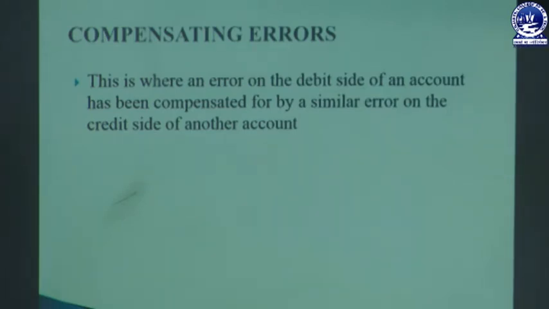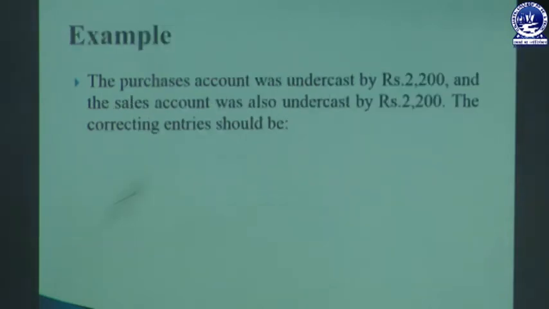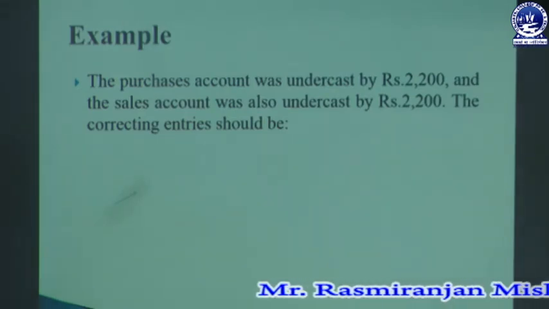The next type of error is called compensating error. This is where an error on the debit side of an account has been compensated by a similar error on the credit side of another account, which avoids the discrepancy of overcasting or undercasting. Instead of recording on the debit side, we record a similar amount on the credit side. That compensates the error, and it is called a compensating error. There is one example: the purchase account was undercast by rupees 2,200.